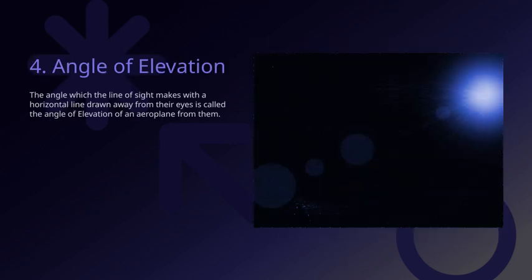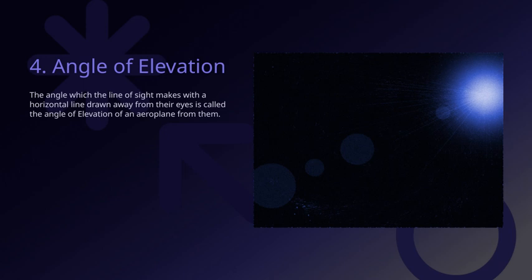Let's talk about the angle of elevation. This is an important concept when we observe objects like airplanes from the ground. The angle of elevation is the angle that the line of sight makes with a horizontal line drawn from your eyes. In simpler terms, if you look up at an airplane, the angle between your horizontal line of sight and the actual line of sight to the plane is called the angle of elevation. It helps us understand how high the object appears relative to our eye level.